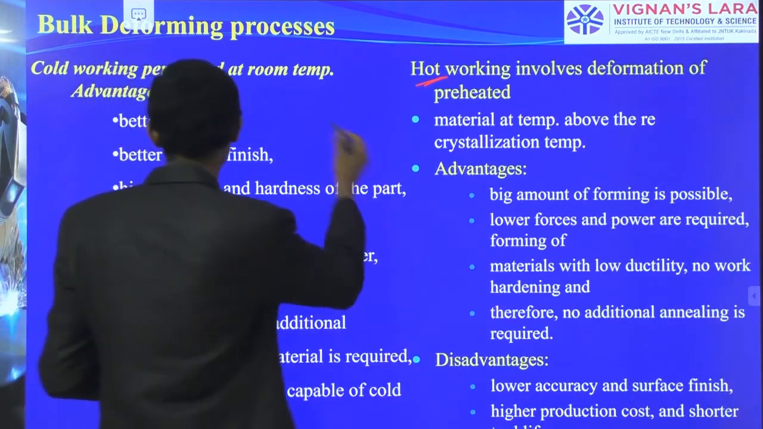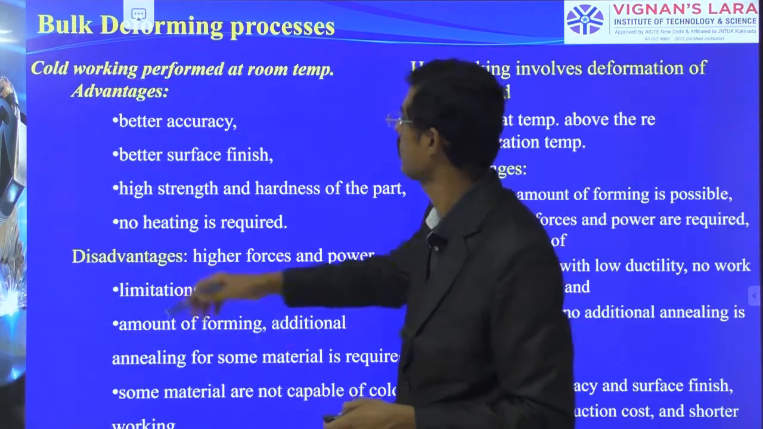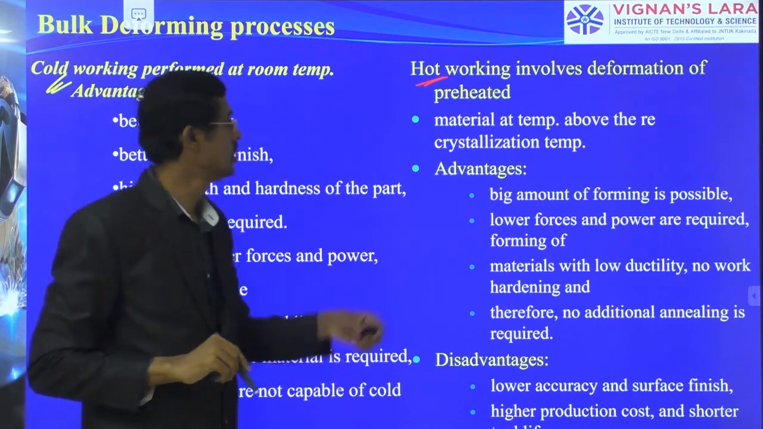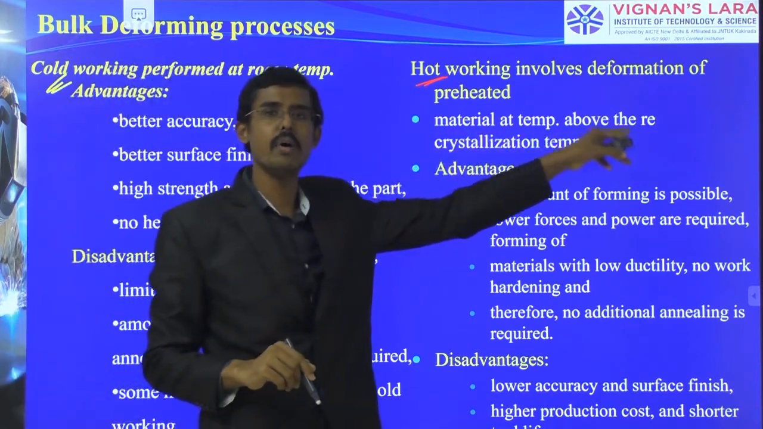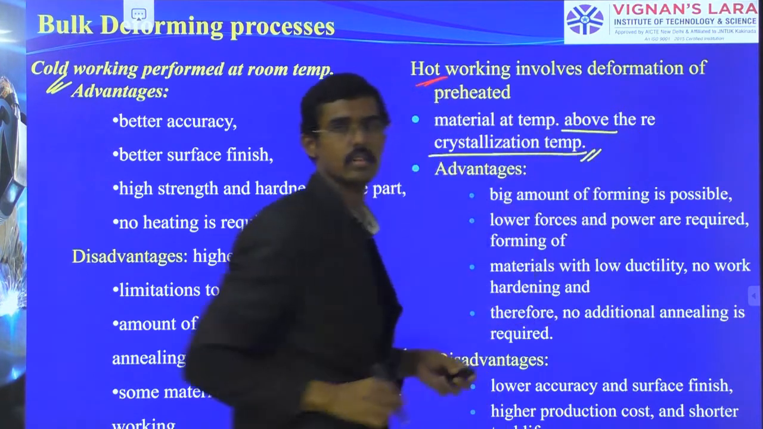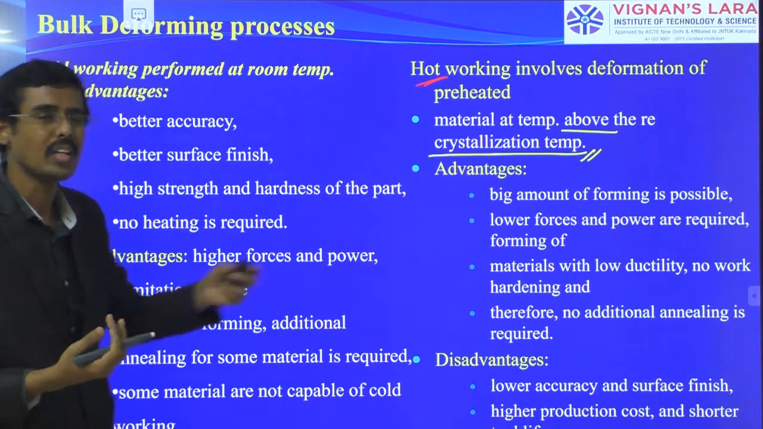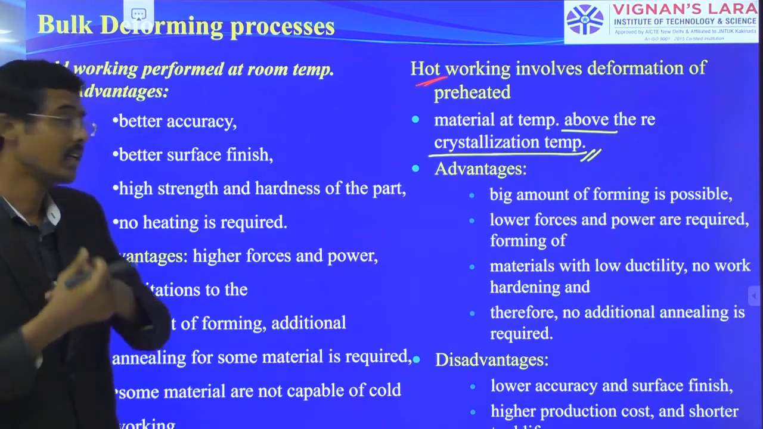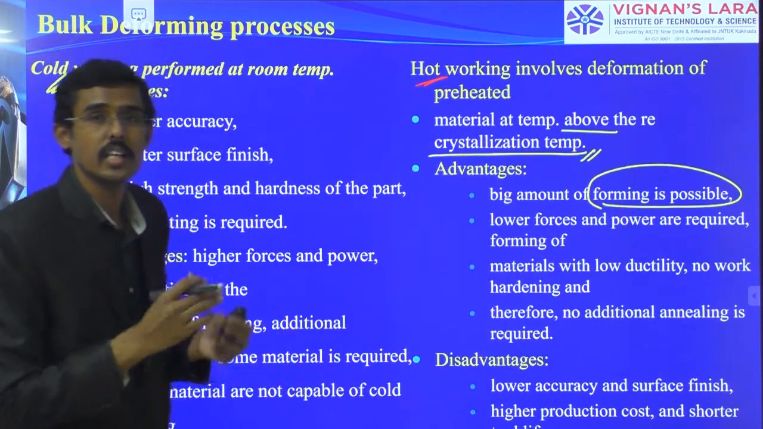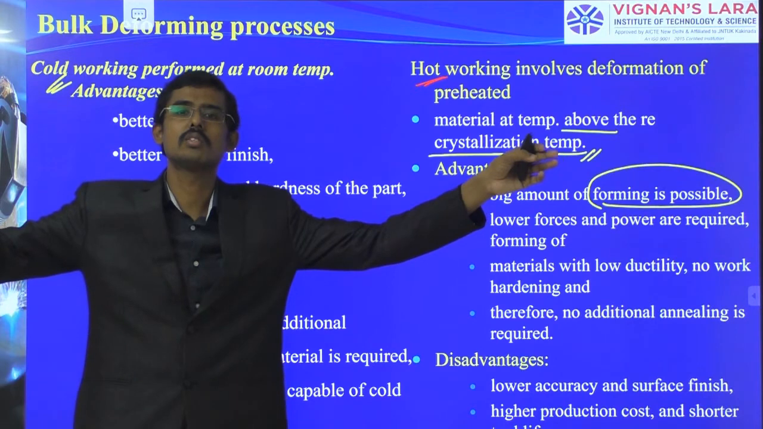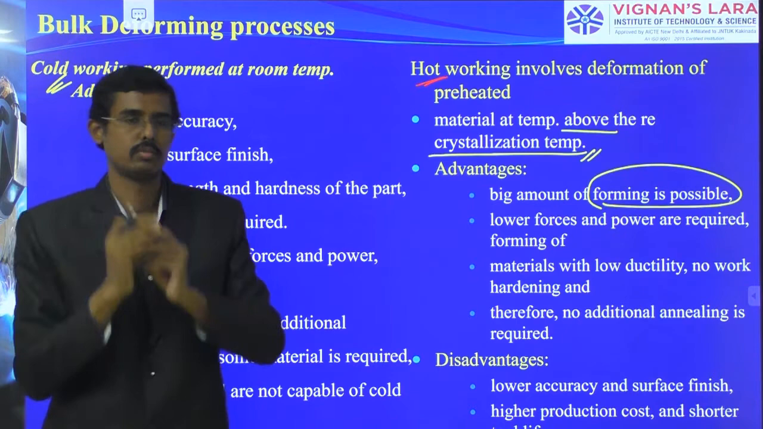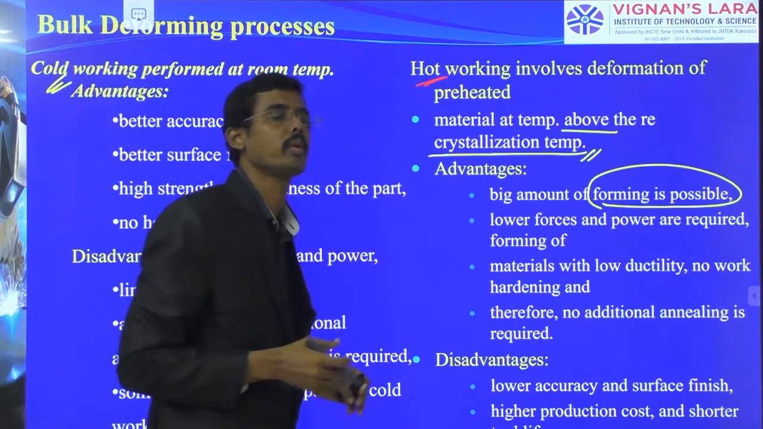Now we come to the same points we discussed for cold working, but for hot working. For hot working operations, the material temperature is above the recrystallization temperature. What are the advantages now? A big amount of forming is possible. If it is heated, a large workpiece can also be changed in shape easily at less force. So a big amount of forming is possible.